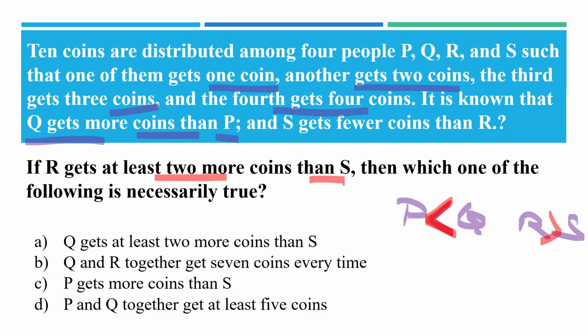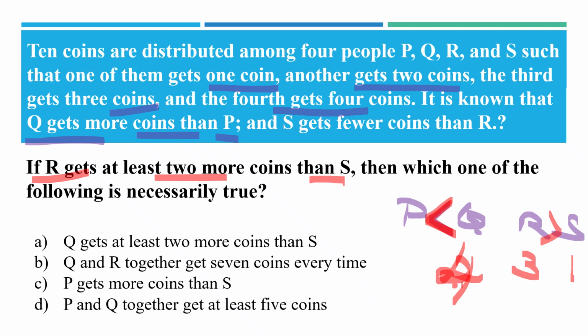So R gets at least two more coins. S gets fewer coins than R. So if this is 1 and this may be 3. Option: Q gets at least two more coins than S. Maybe Q can be two? No. Yeah, maybe, because Q is greater than P, so this is greater than all others. Maybe at least two more coins than S. Option: Q and R together get 7 coins every time.